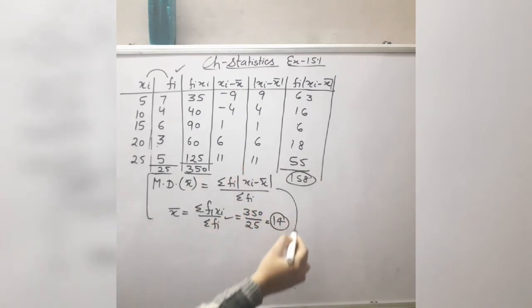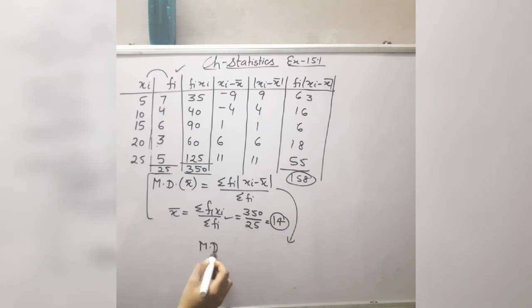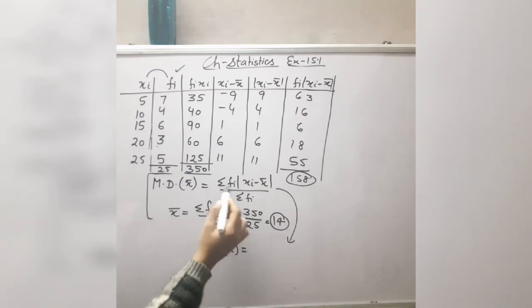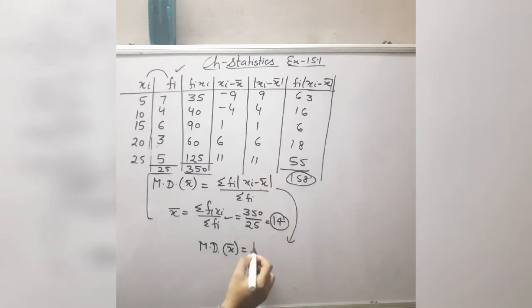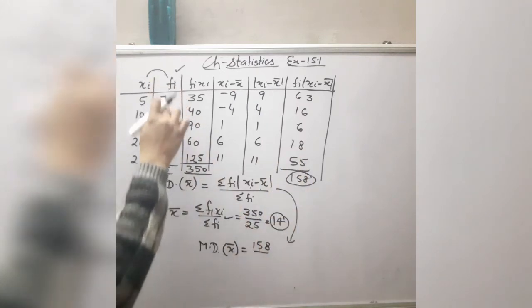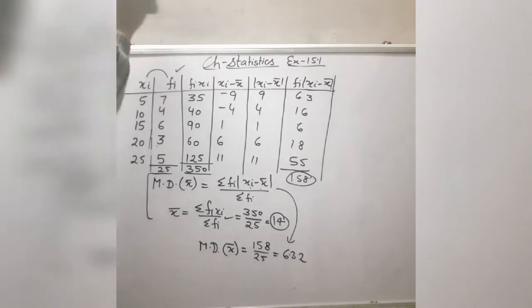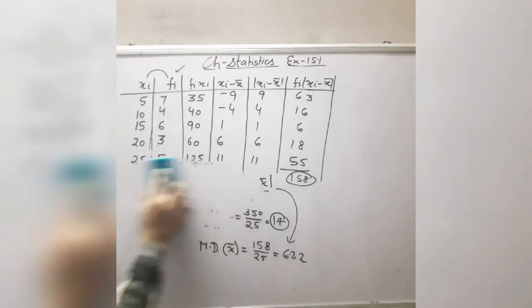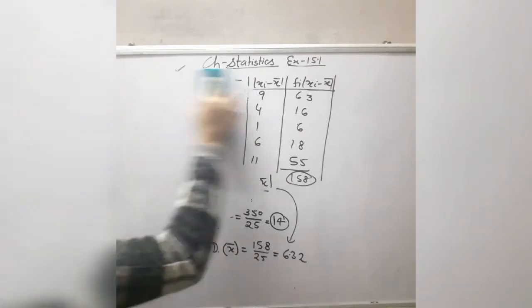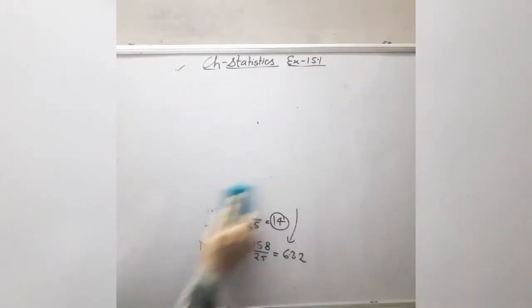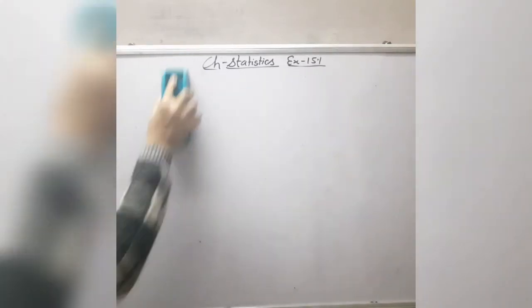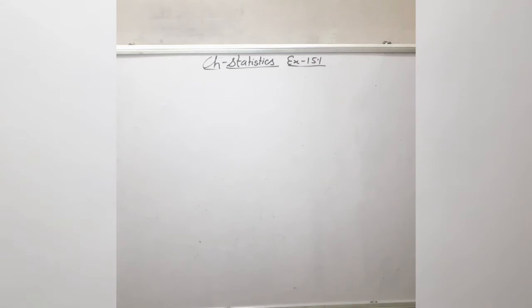So now see, according to this formula, the value of mean deviation about mean is equal to summation fi mod xi minus x bar, which is 158, divided by summation fi, which equals 25. And 158 by 25, when you calculate it, you will get 6.32. So this is the value of the mean deviation about mean. In this way, if fi and xi are given to you, then with the help of this you can find the mean deviation. Now question number 6 is similar to question number 5, so you will do question number 6 yourself.